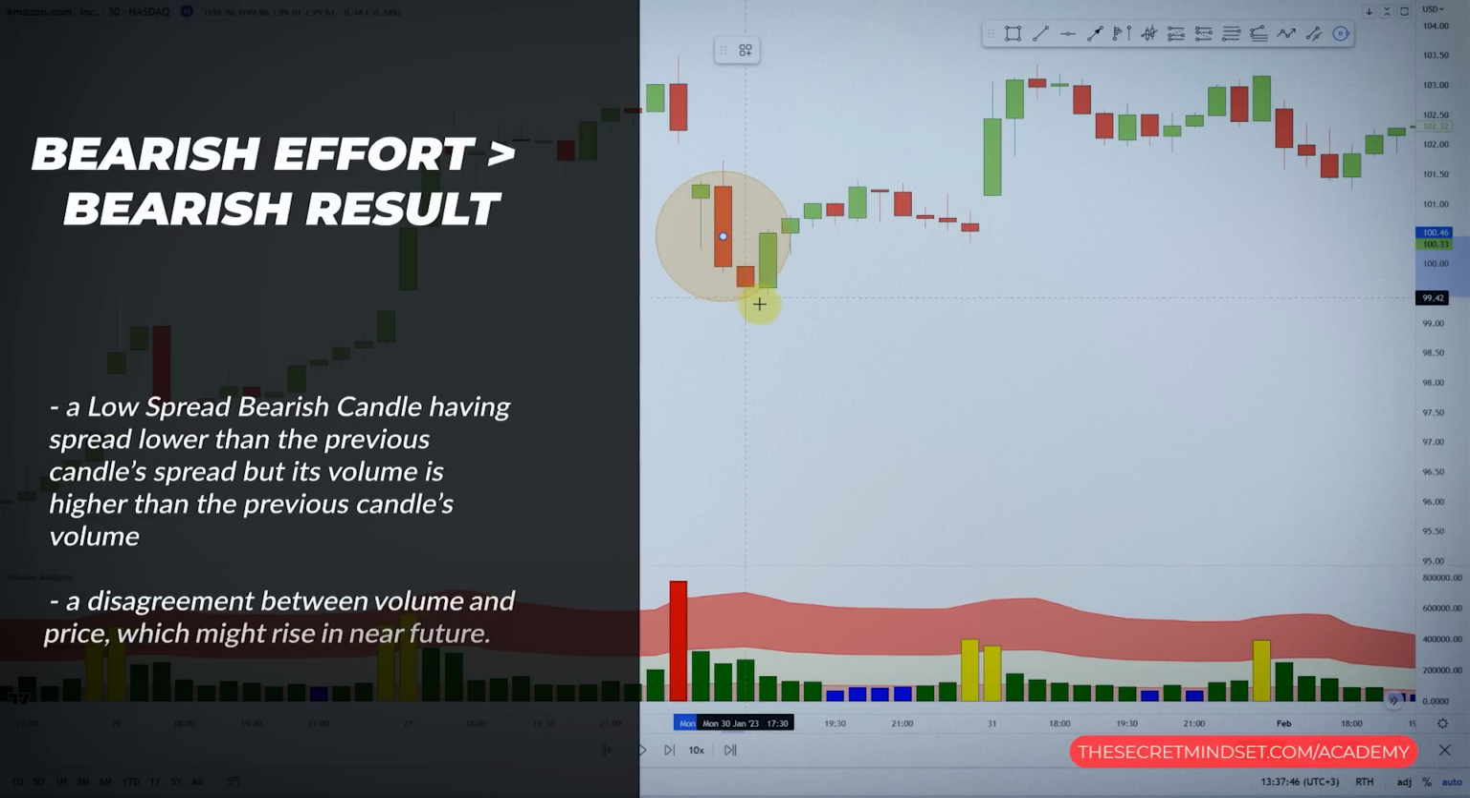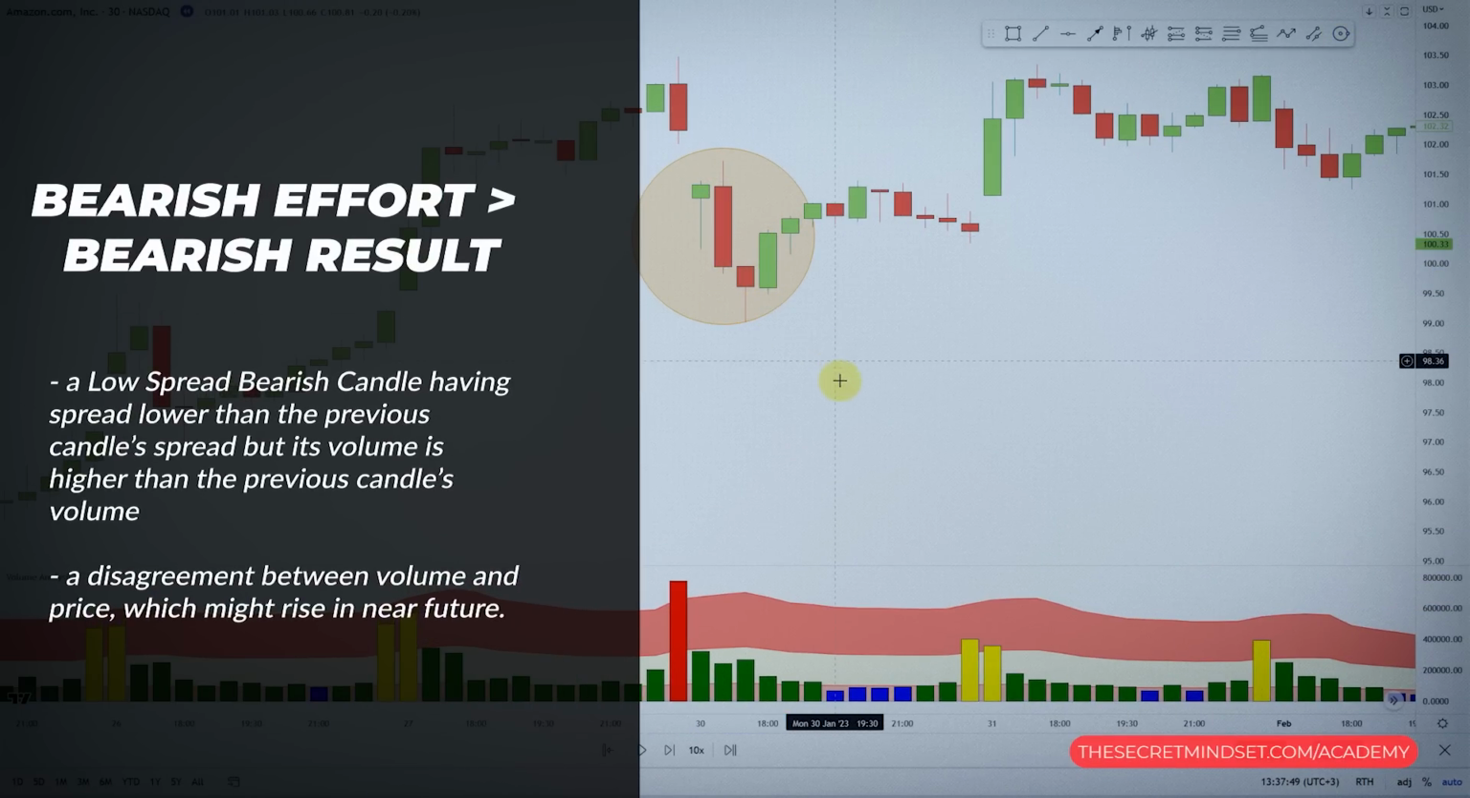Next is the bearish effort higher than the bearish result. This appears as a low spread bearish candle, having spread lower than the previous candle's spread, but its volume is higher than the previous candle's volume. An effort has been made, but there is no result. In this case, there's a disagreement between volume and price, which might rise in the near future.